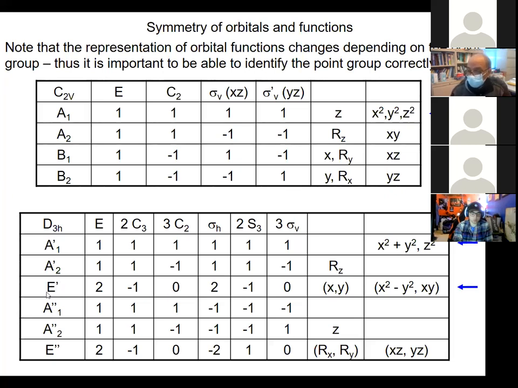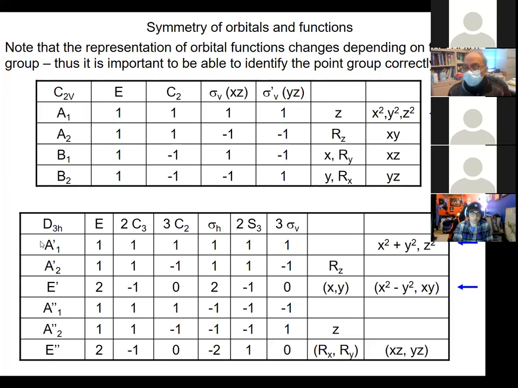Similarly, if you look at E prime and E double prime, in the E prime, sigma h is +2, and in E double prime, sigma h is -2. So it is the sigma h that determines whether you have a single prime or a double prime.